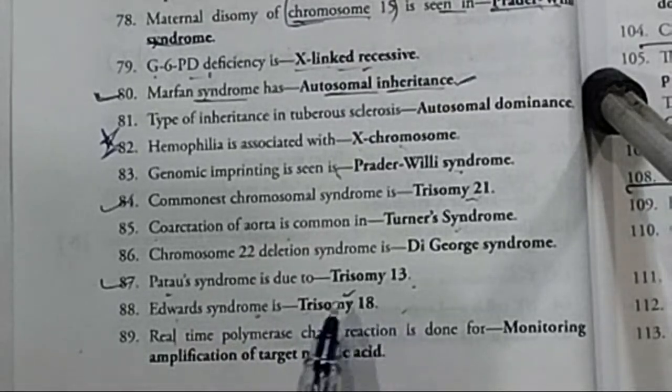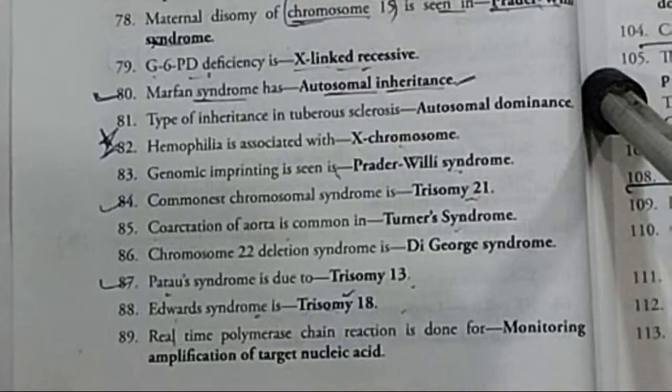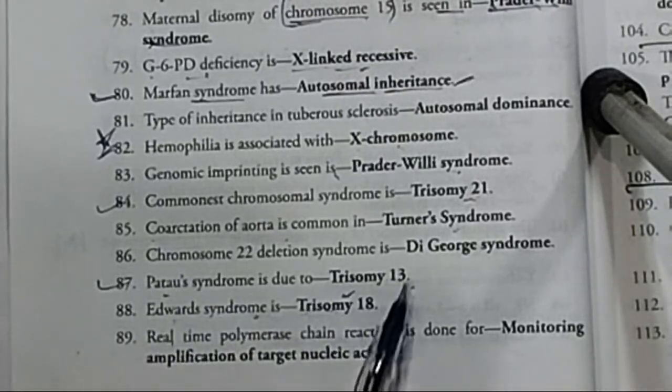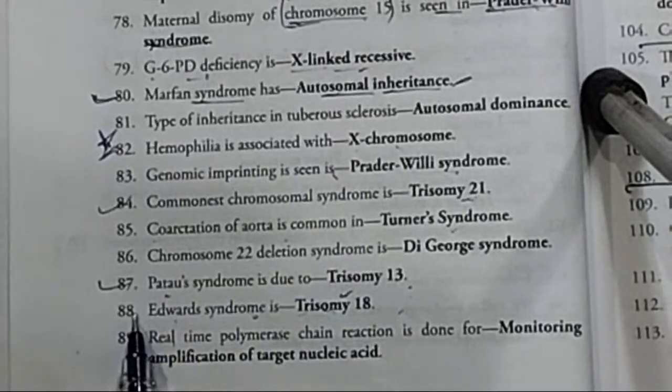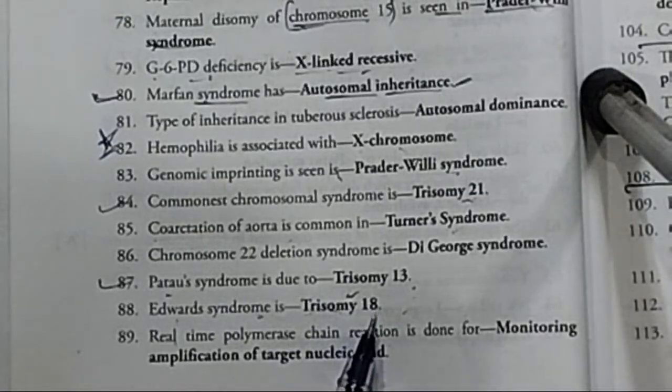All these syndromes should be on your fingertips, that is, which chromosome trisomy causes which kind of genetic disease. So do remember, Patau syndrome is the trisomy of 13, whereas Edwards syndrome is the trisomy of the 18th chromosome.